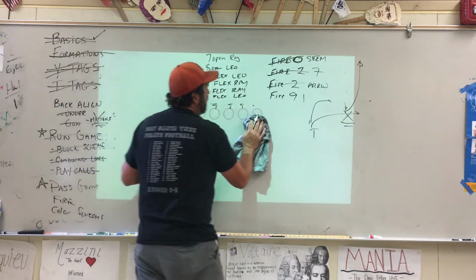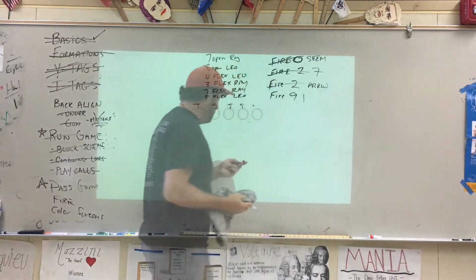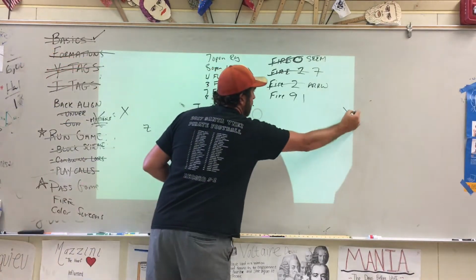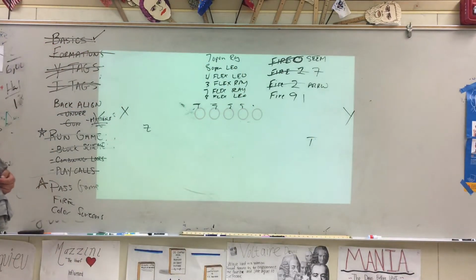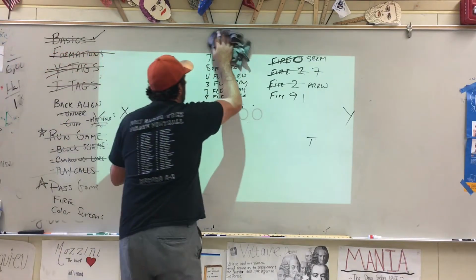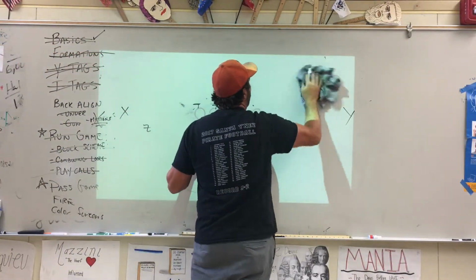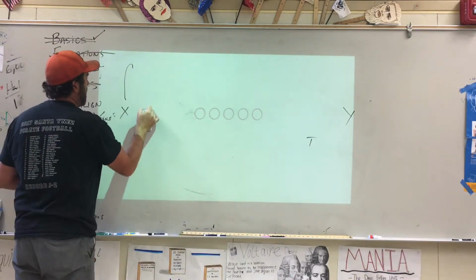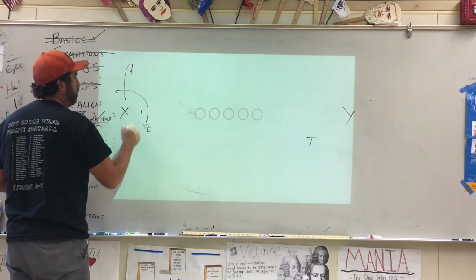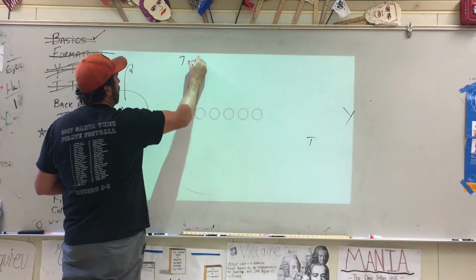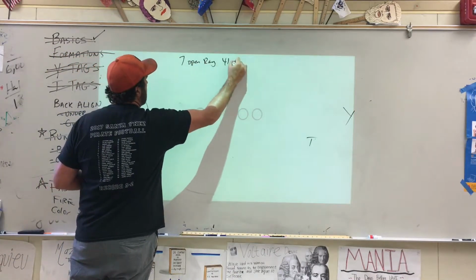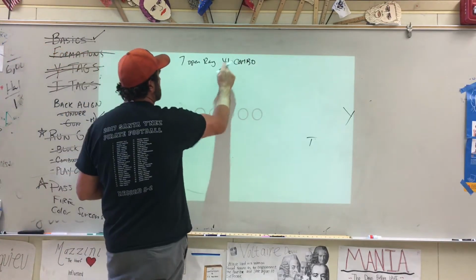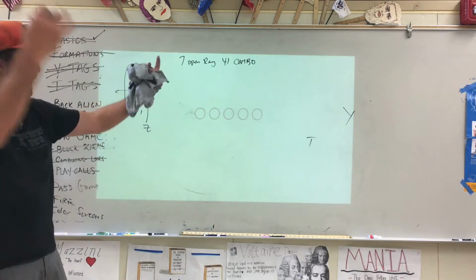All right. If we're in any form of spread, I'll just go 7 open Ray. Okay? If we're in a spread, we also like to call combos. And that is done very simply. Let's say I want to run a little curl and an out combo. Well, that route is a 4 and that's a 1. I would call 7 open Ray, 41 combo. Okay? Tells my outside guys are running 4s, inside guys running 1. Always from the outside in.